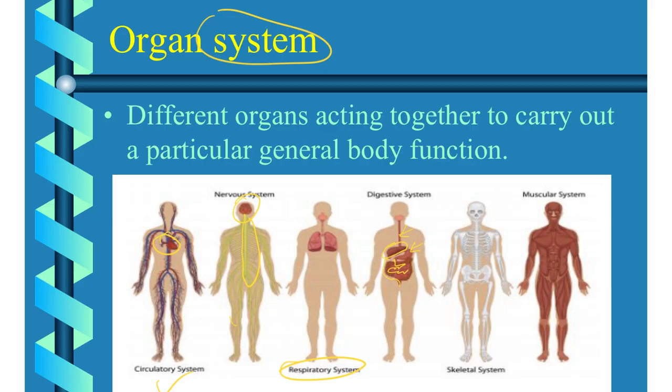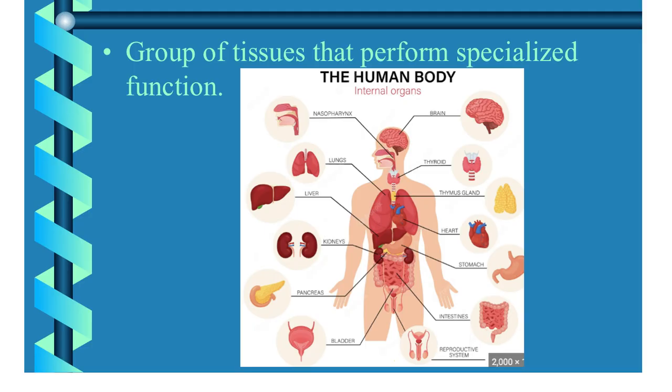Then we got the skeletal system, all the bones. Those are organs. Each bone is a living thing. And then we got the muscular system, all the muscles in the body that allow the bones to move. All these different systems work together. Of course, the organ systems are composed of organs.